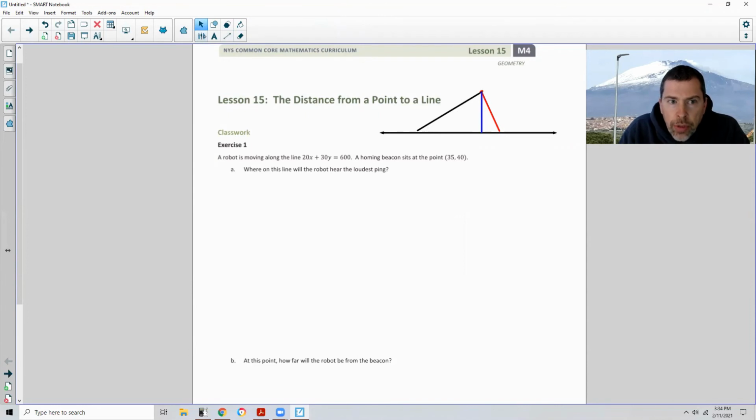Okay, so the blue line is shorter than the red line, and the black line is longer than both of them. So the further I go away from that point, the longer the distance to that line is. So the shortest distance I can get to a line is a perpendicular.